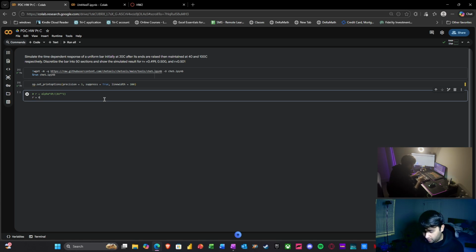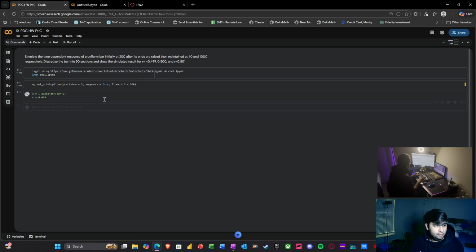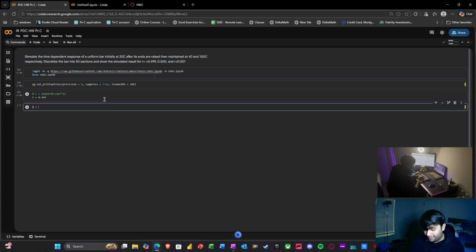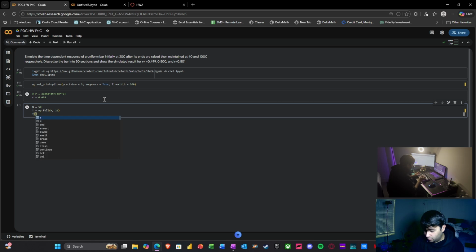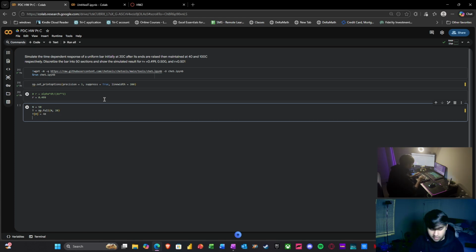So we'll start with 0.499 and shift enter. And as we see, we're going to be distributing this bar into 50 sections, so we're going to have n equals 50. And then our temperature is going to be set to np.full n, 20. And then we're going to be raising it to 40 and 100 degrees Celsius. So actually this is 40. And then our T minus 1 will be 100.